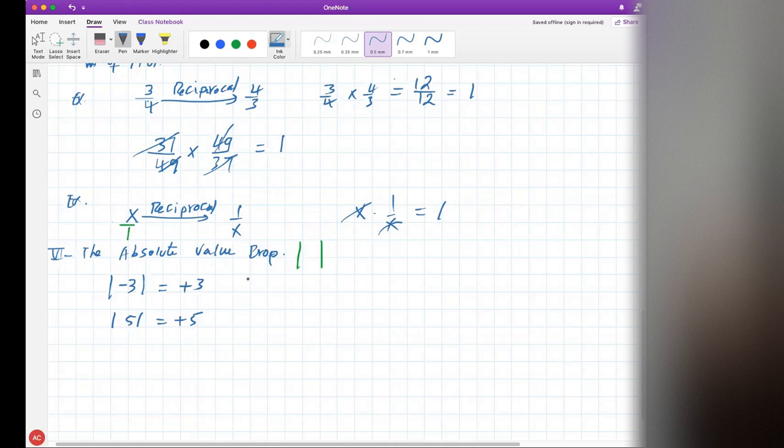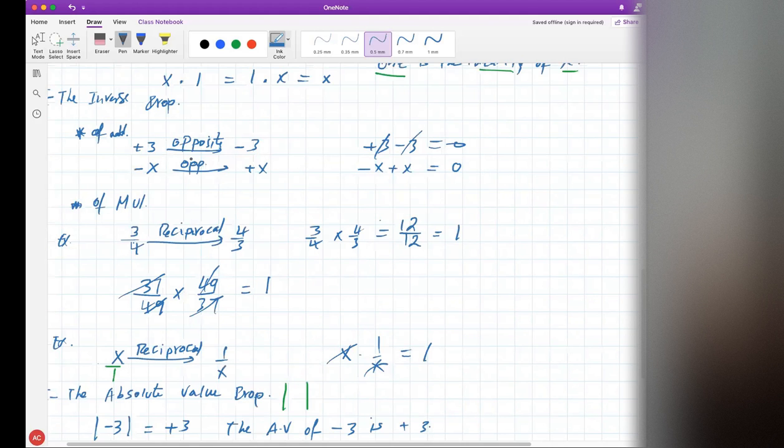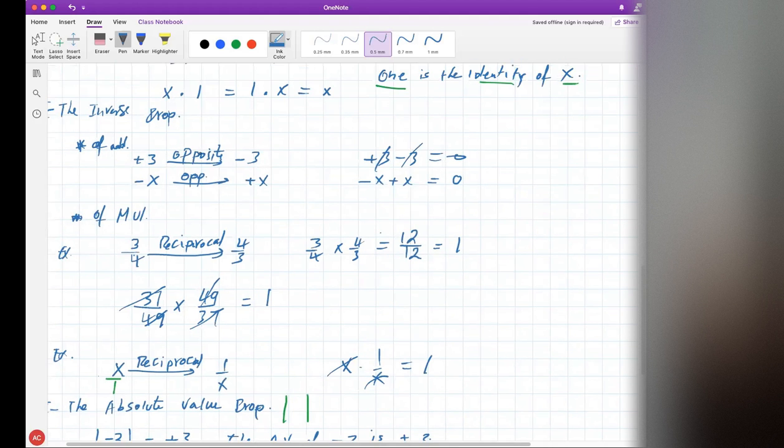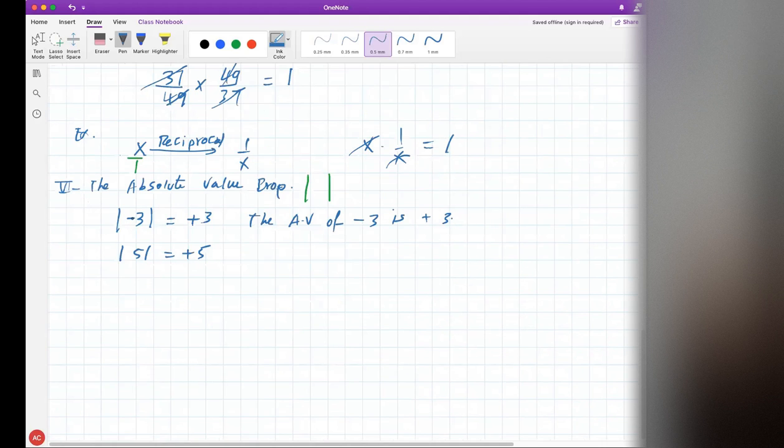Okay, so we read it like this. Again, the absolute value of the inside, in this case of -3, is positive 3. And again, it doesn't always flip the sign, okay? It's not like the inverse property of addition. The opposite means the opposite sign. If it's positive, it turns into negative, negative turns into positive. Don't confuse that with the absolute value. It only makes negatives into positives. The positives, they stay positive.